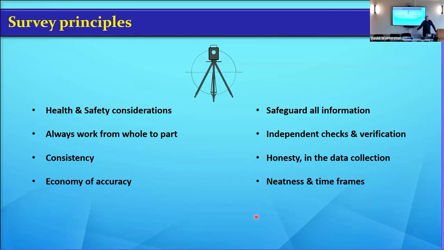So, and neatness and time frames. The neatness part is individual. If you have neat and tidy writing, anything that you write down regarding any design, any surveys that you do should be generally good. If you're not very neat, then it can become quite messy. And I'm sort of midway between that.